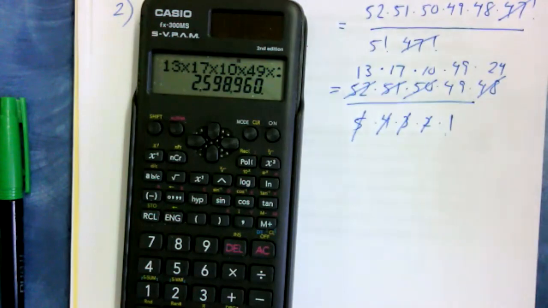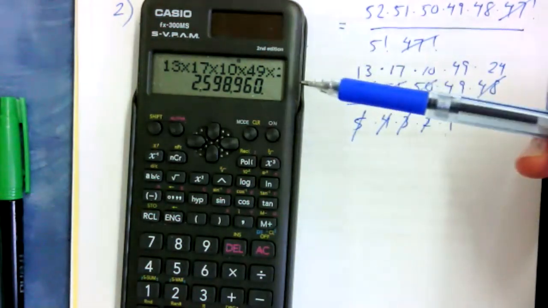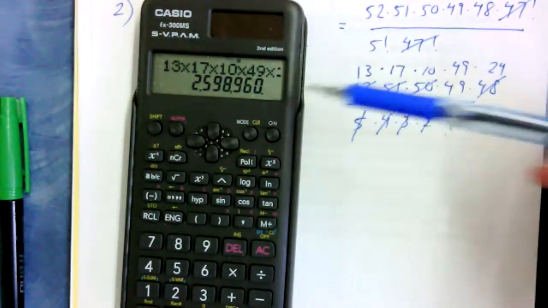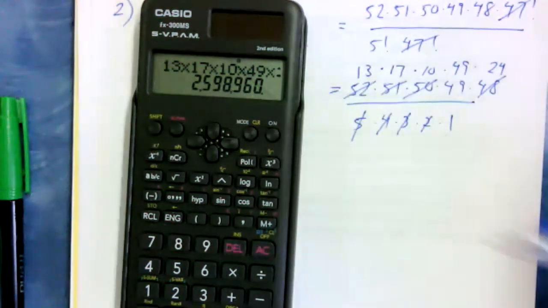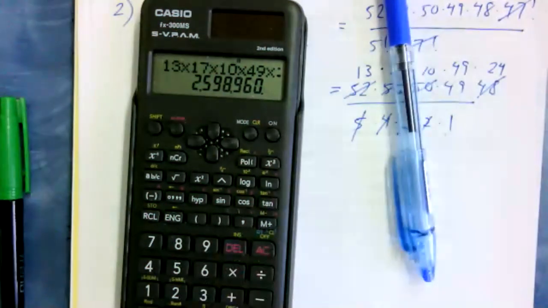2,598,960. This is combinations. This is where order doesn't matter. If we were doing this with permutations, it would be lots and lots bigger.